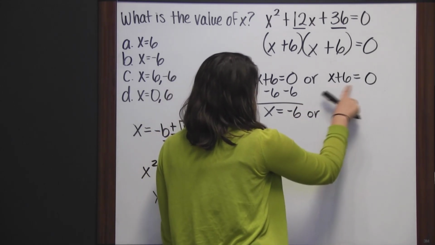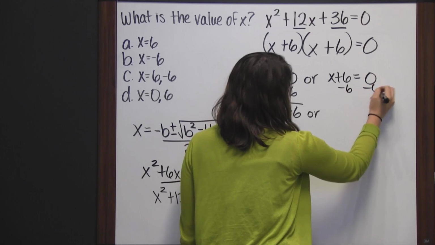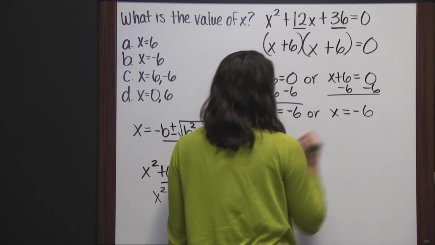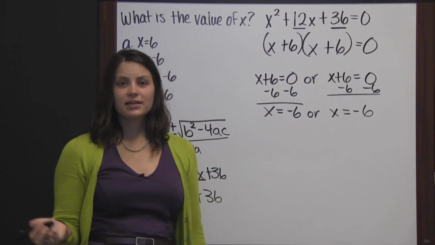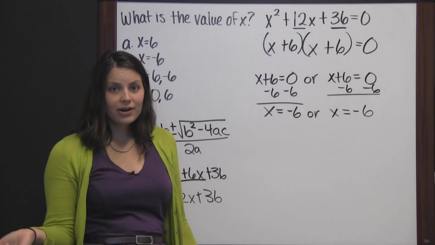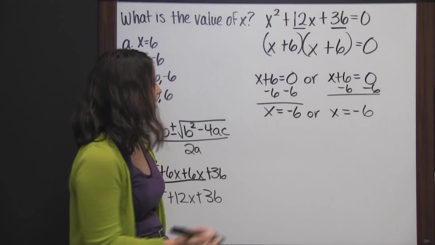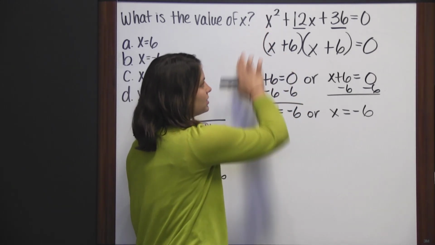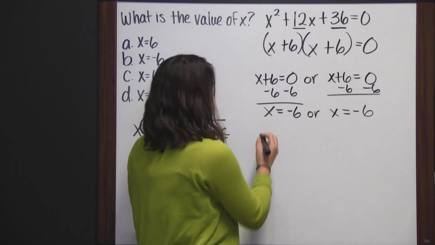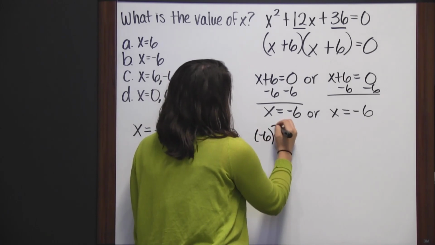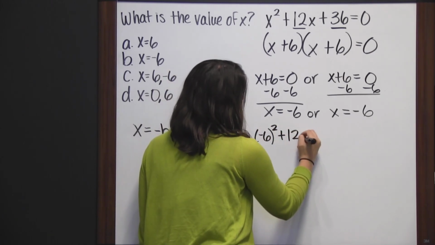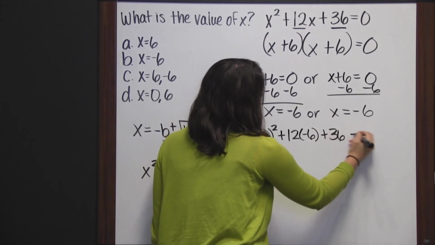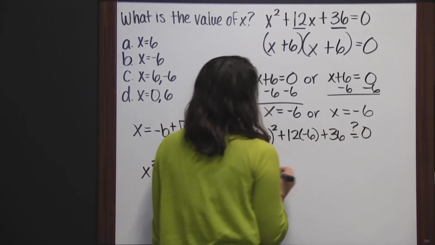Again, to solve for x, we subtract 6 from both sides, so x equals -6. That means that x is either -6 or it's -6. And you can substitute that solution back in for x and check to see that it really does work. So that's -6 squared plus 12 times -6 plus 36. And what I want to know is, does that equal 0?